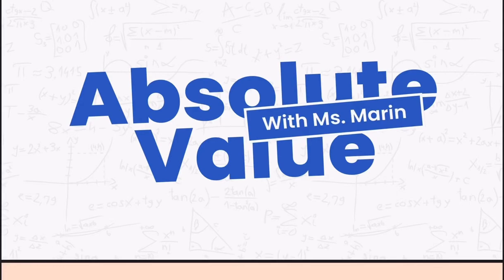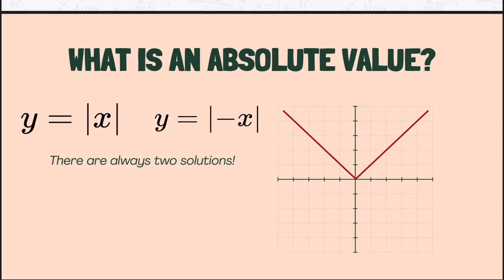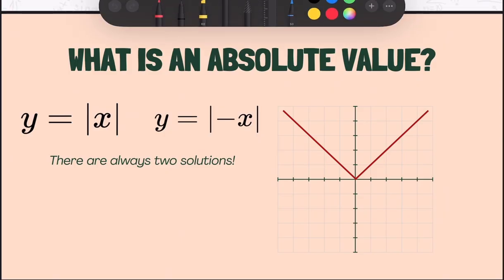Hello everyone, in this video we are going to learn about solving absolute value equations. Before we begin, let's talk about what an absolute value is. An absolute value is a number's distance from zero, which is why it is always positive. For example, the absolute value of 5 is always 5, and the absolute value of -5 is also equal to 5.